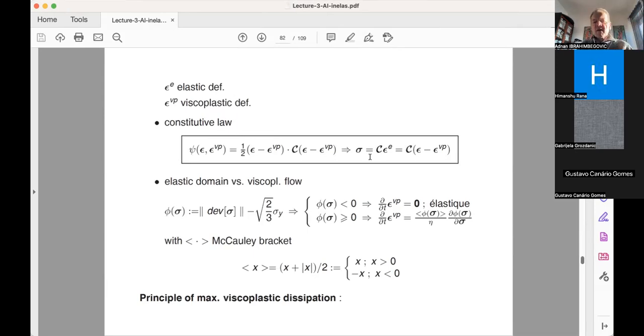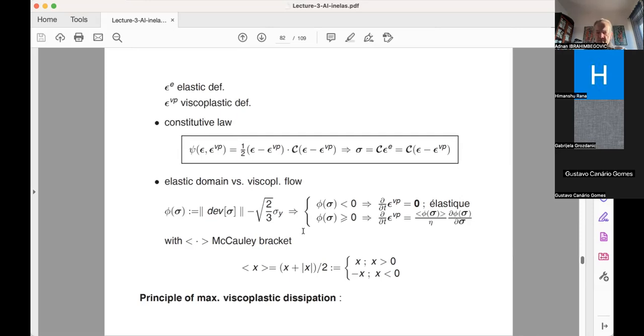Then the final step: I still have the criterion, which says that phi is the deviatoric part of sigma minus the square root of 2/3 times sigma y. But this time around, contrary to plasticity, I say that when phi is negative, it is elastic, but when phi is either positive or zero, it could start being plastic, or viscoplastic, sorry. That means the novelty is that I allow the value of phi to be larger than zero, and I no longer have the constraint. So any stress field is admissible, and the more you violate, let's say, the elastic domain, the larger the viscoplastic deformation will be.